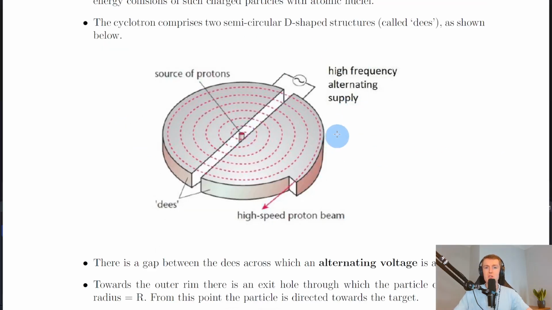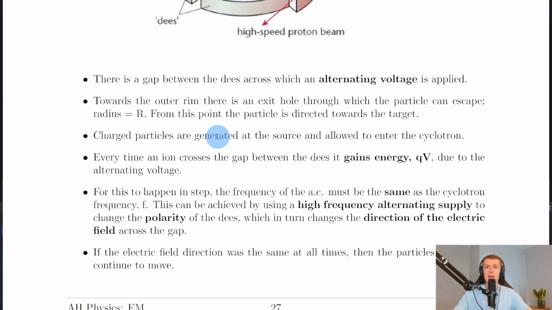So the picture here shows a setup of the cyclotron, where we've got our source of particles in the middle, in this case it's protons. We've then got our two hollow D-shaped structures which form this kind of circular shape. And we've also got a high frequency alternating supply. And we're now going to look at these steps explaining how the cyclotron works.